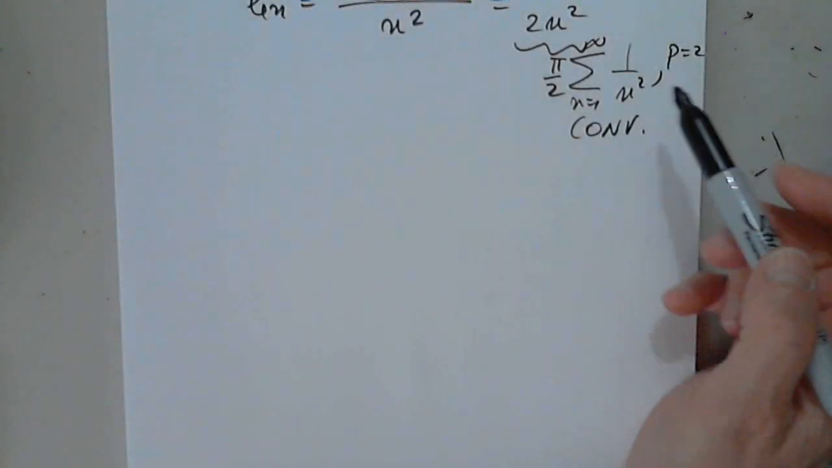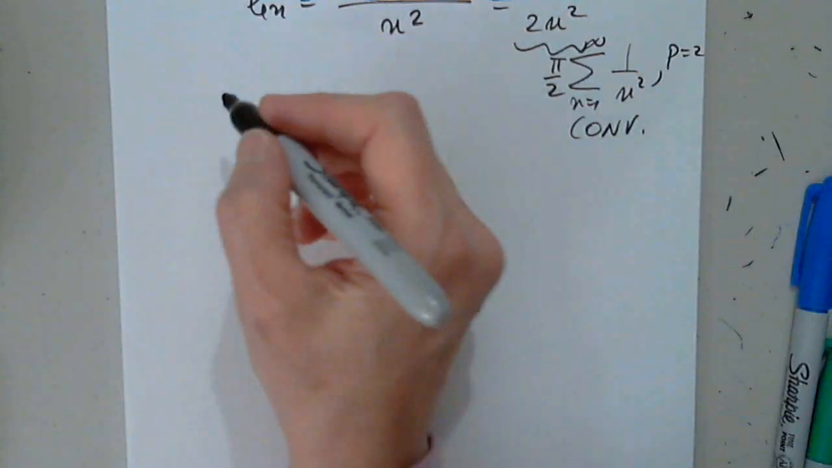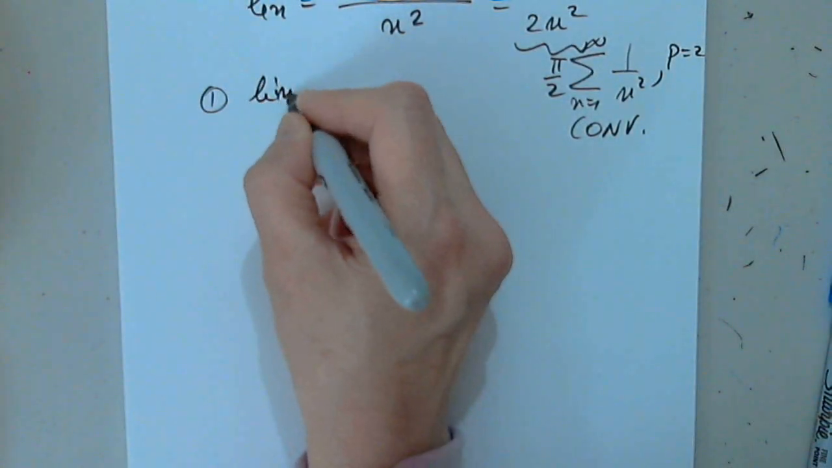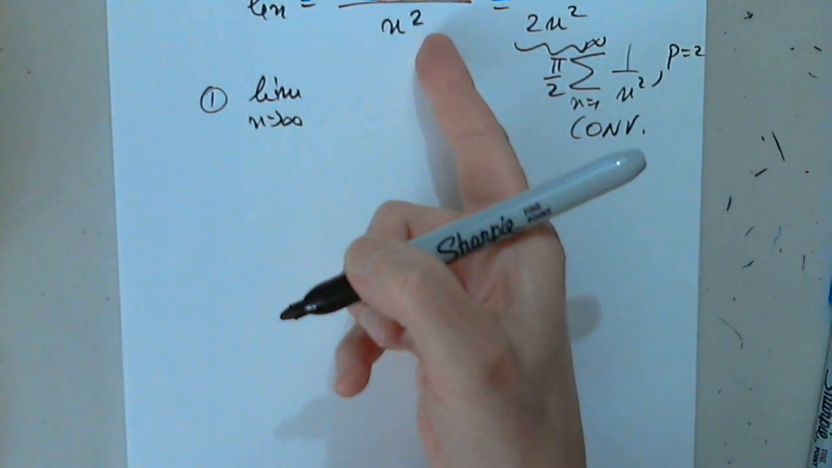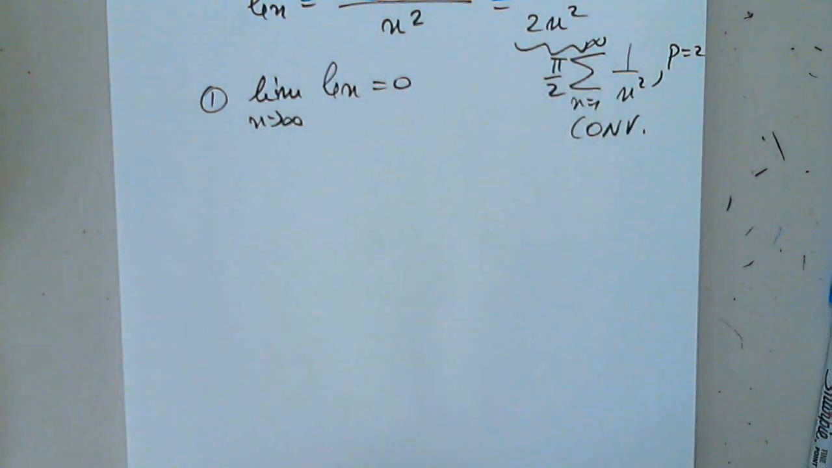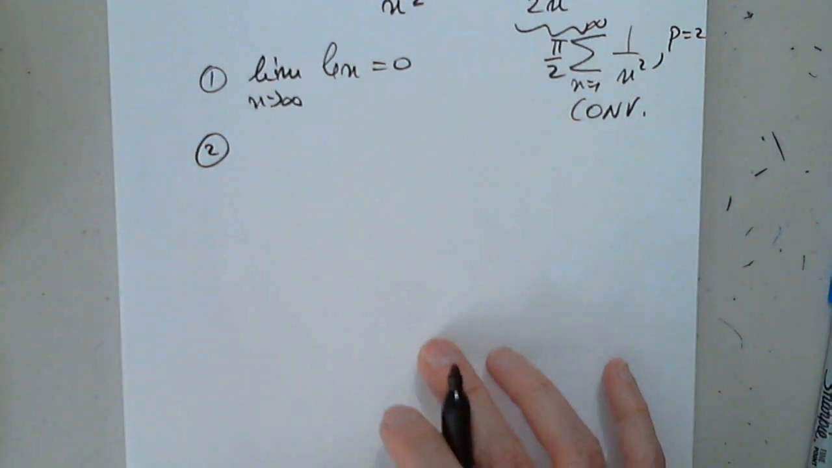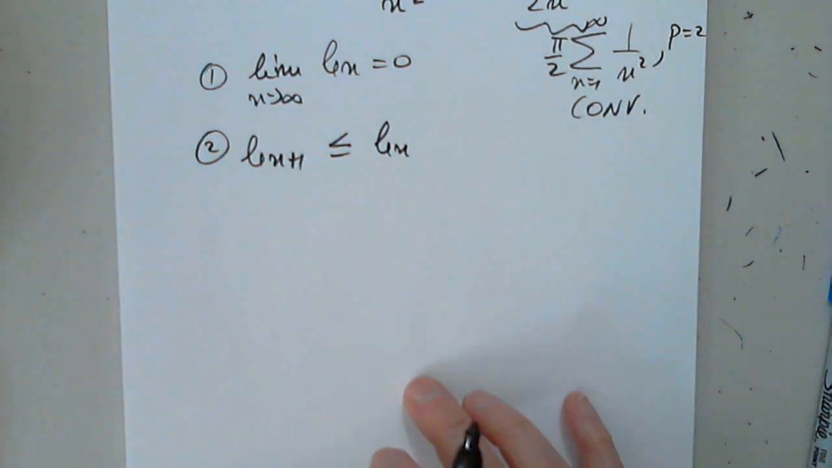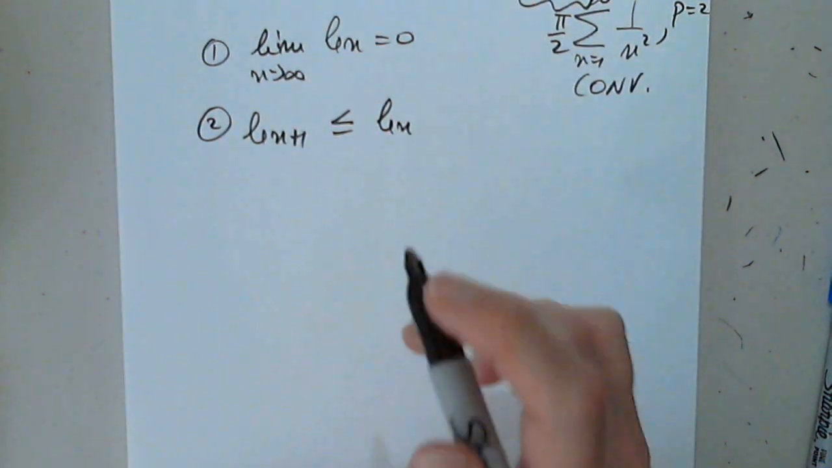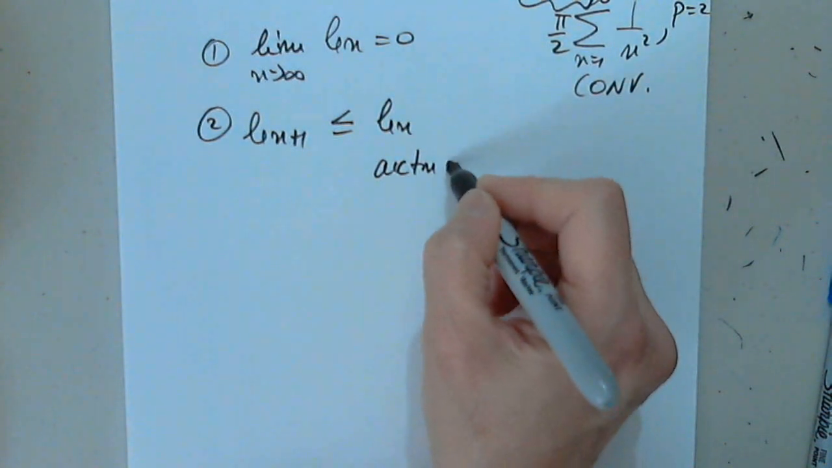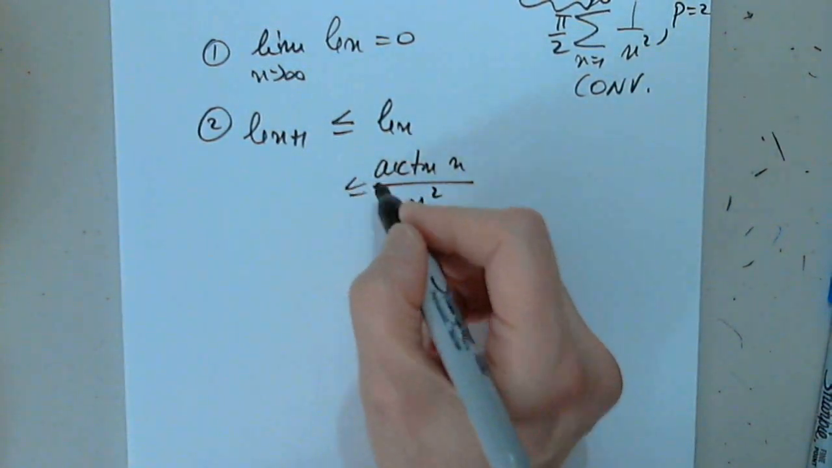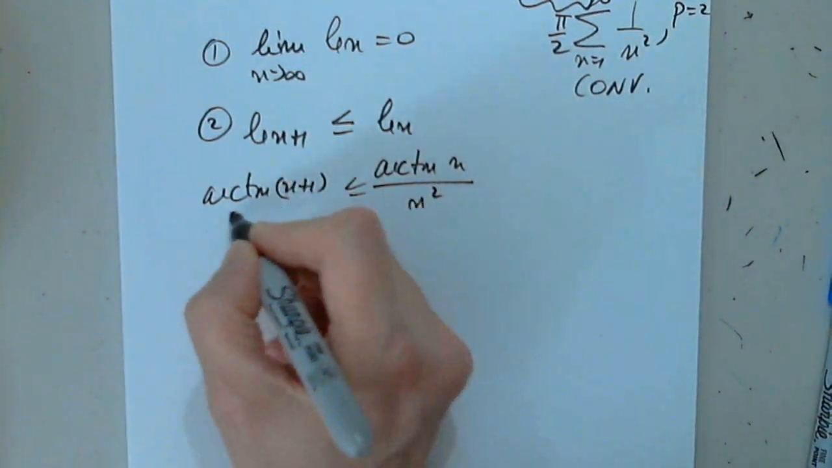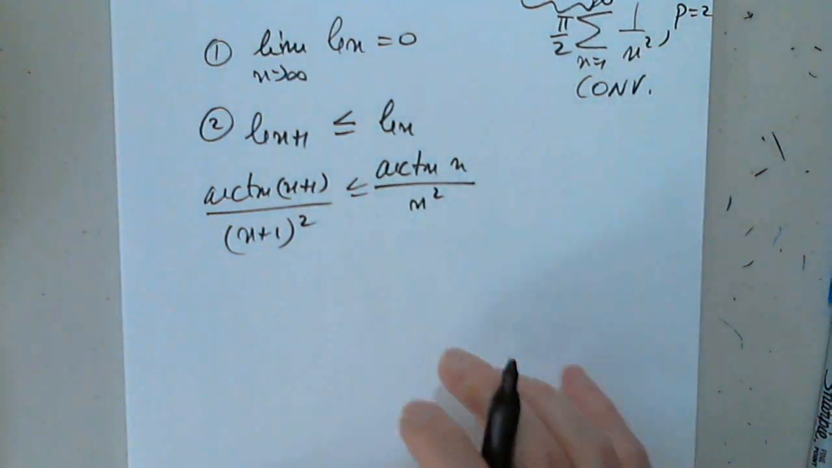Okay, convergent by being a p series. And also remember, we have the limit as n approaches infinity of bn equals 0. And number 2, we have that b sub n plus 1 is definitely decreasing, smaller than bn. This is arc tangent n over n squared, and this is because the function is increasing. Arc tangent n plus 1 over n plus 1 squared.